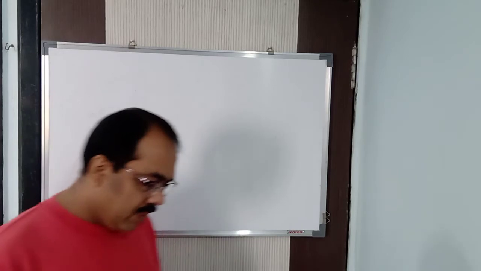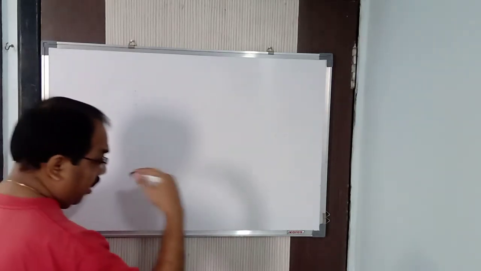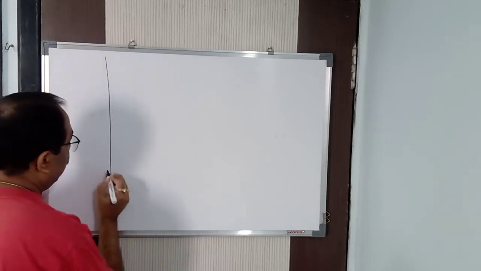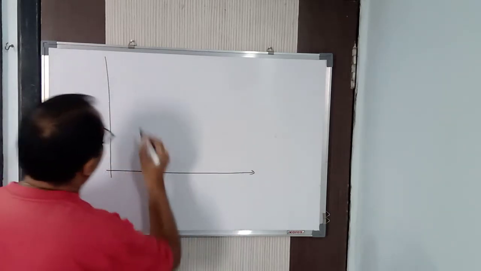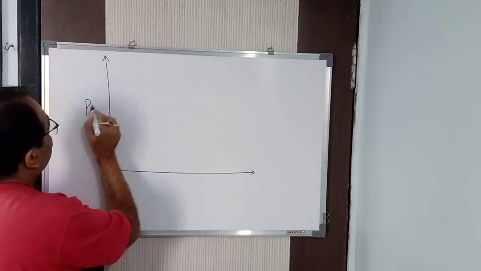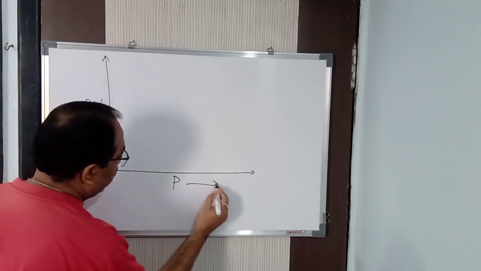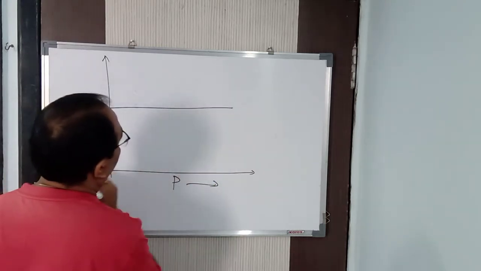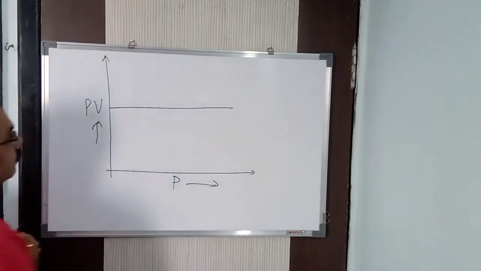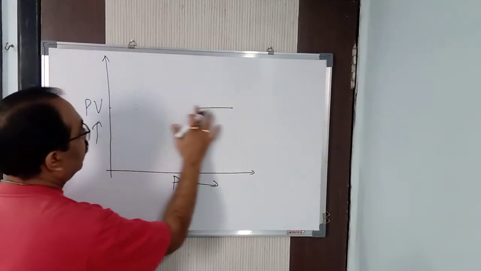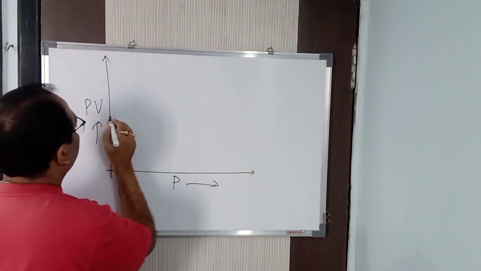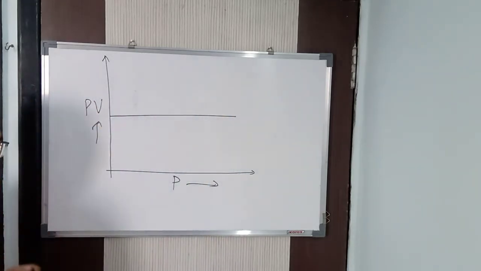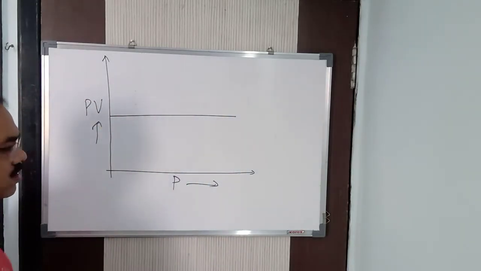To study this deviation from the ideal behavior, we will take a particular gas law and explain it. You know Boyle's law, the graph of PV against P. This is a straight line graph. This is the Boyle's law graph, if you remember. PV remains constant. PV = K.